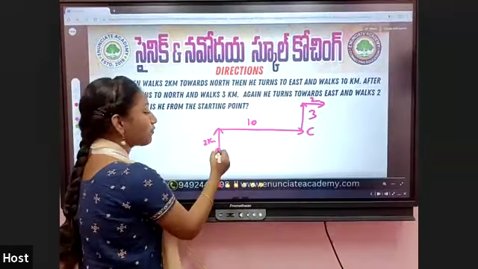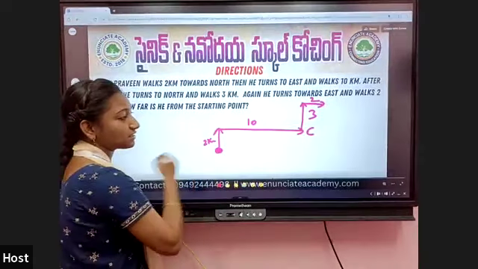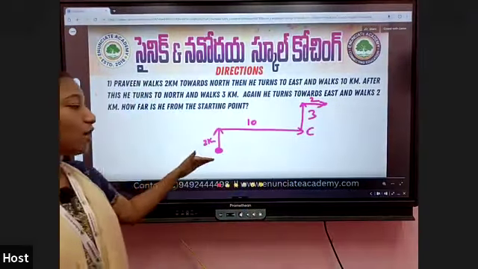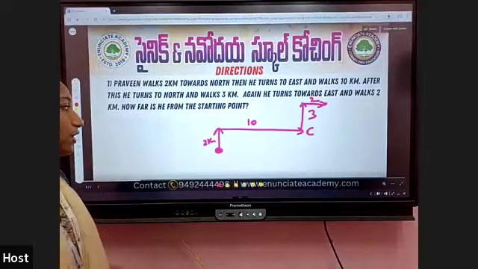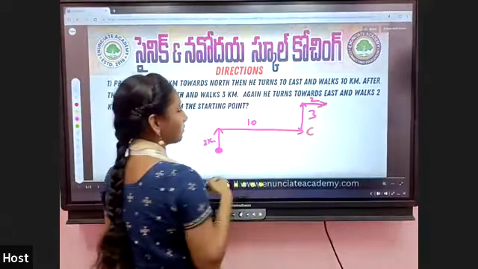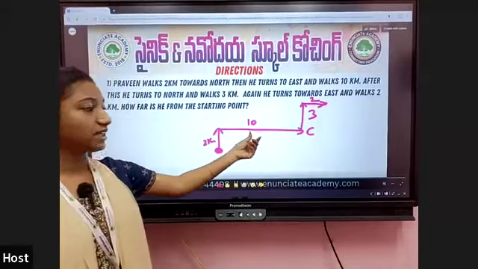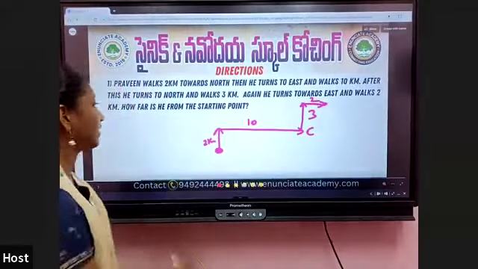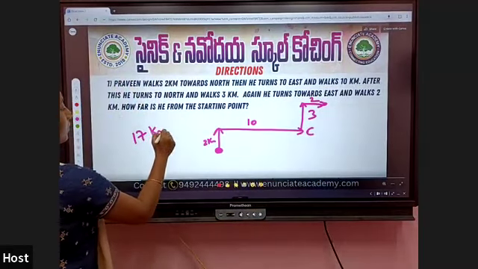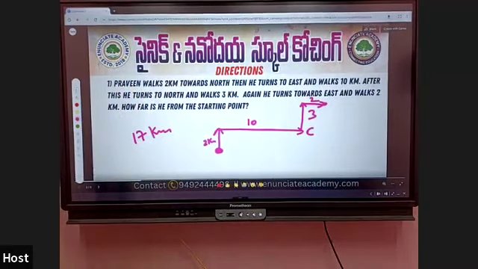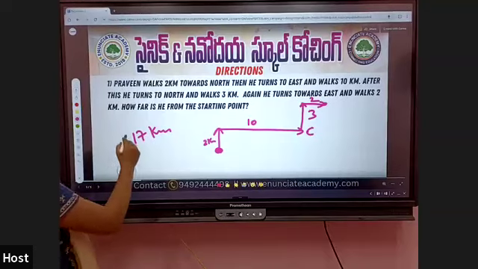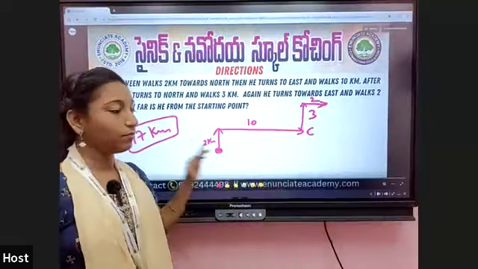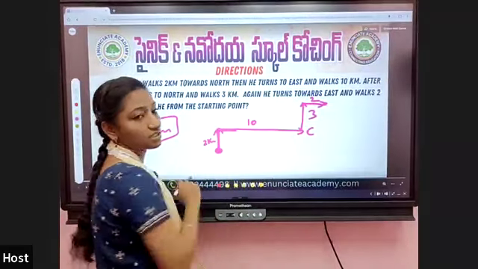See, this is the starting point and this is the ending point. They are asking how far he is from the starting point. Here to here, how much distance? 2 plus 10, 12. 12 plus 3, 15. 15 plus 2, 17. So 17 kilometers from the starting point. For this diagram, we can add all these directions.